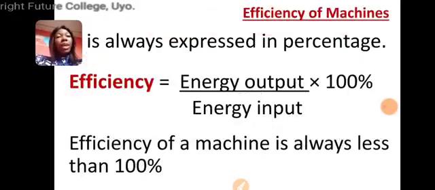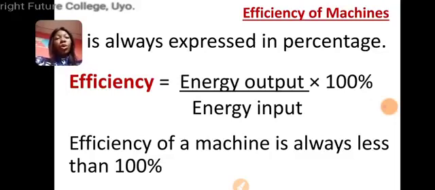And it is always expressed in percentage. In your higher class, you will also solve problems involving efficiency of machines. Never you forget that efficiency of machines is always expressed in percentage. And the formula for finding the efficiency of machine is energy output over energy input times 100%. And now listen carefully. Efficiency of a machine is always less than 100%. That is to say that no machine is 100% efficient.